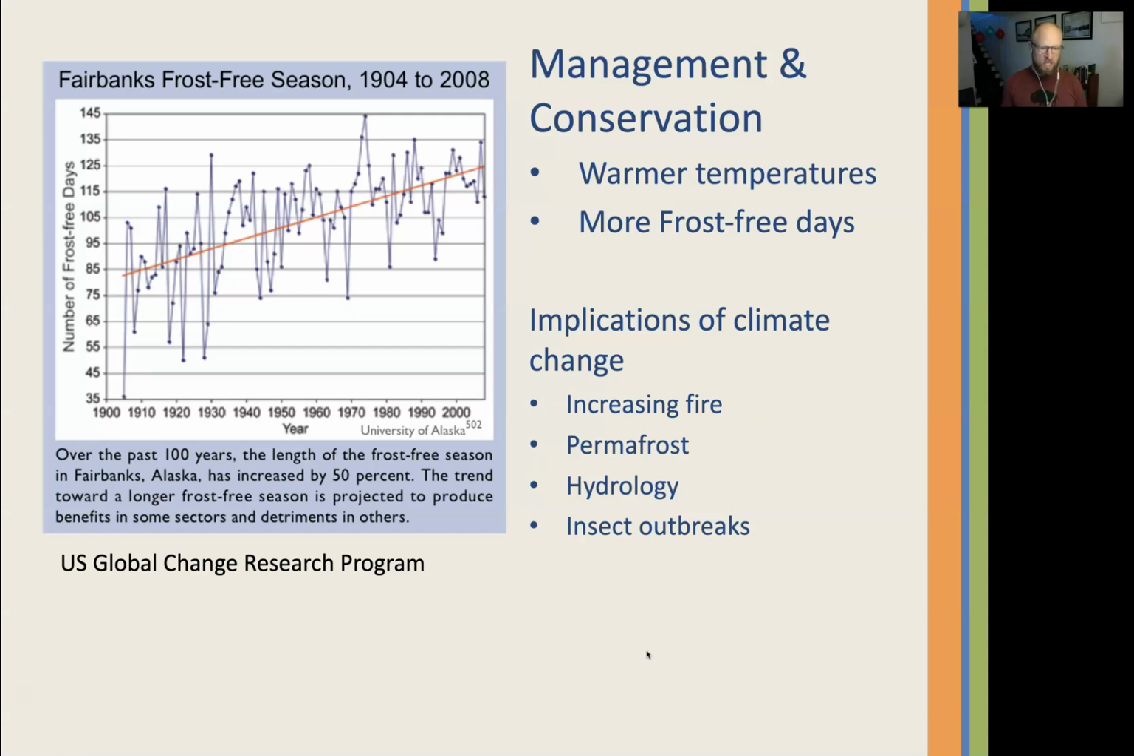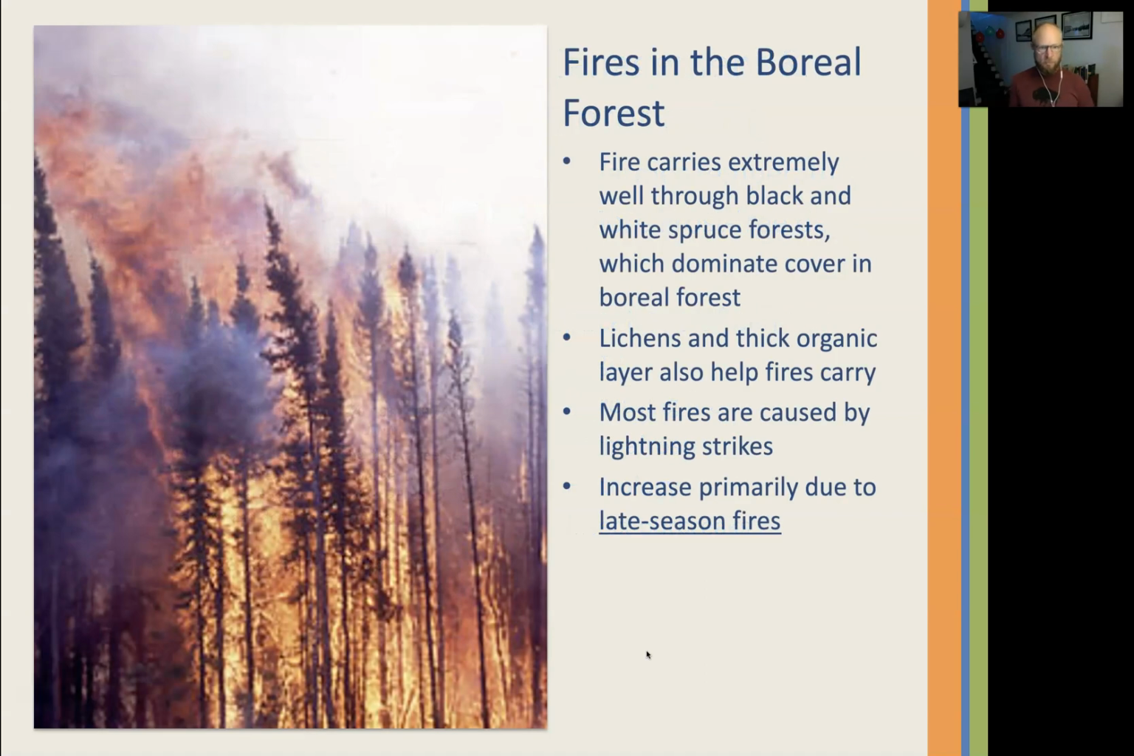So one, we're seeing increases in fire activity and fire intensity. We're seeing changes in the permafrost layer. It's thinning, it's melting. Big changes in hydrology and insect outbreaks. So I'll just touch on a few of these, show you some data and some pictures associated with them. So the first one is fire. There's been a lot of studies looking at fire frequency and intensity in the boreal forest, and there's definitely evidence that it has been increasing, especially over the last century, but even over the last 10,000 years or so, there's been this gradual increase in fire intensity and frequency.